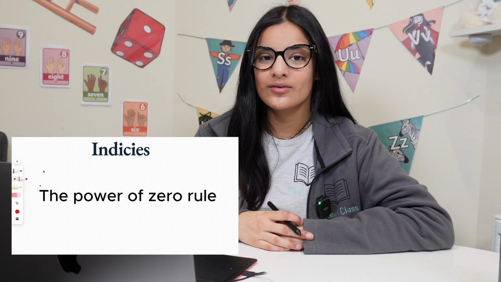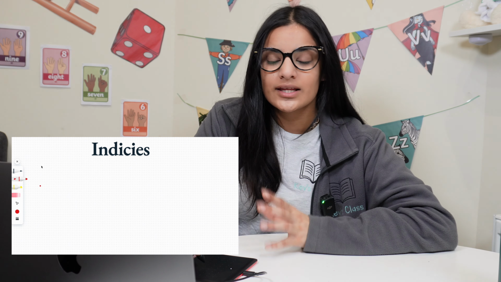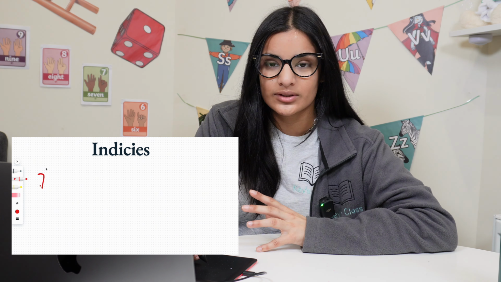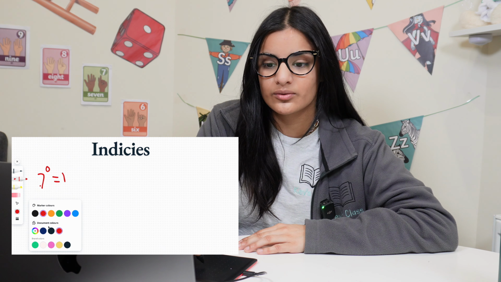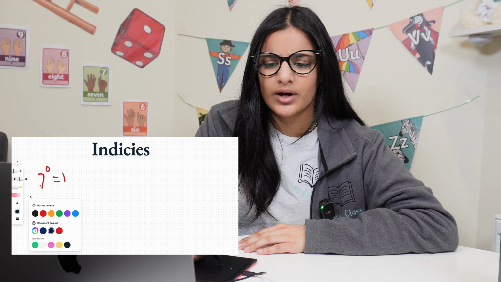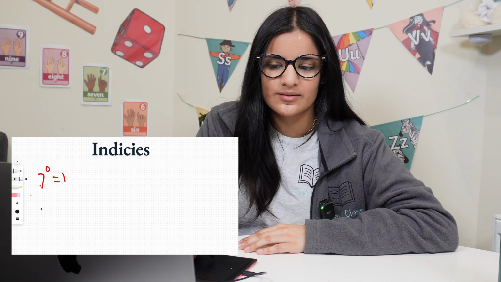Let's move on to rule number 3, the power of 0 rule. Anything to the power of 0 equals 1. So if I had 7 to the power of 0, it would equal 1. But again, why do we do this?